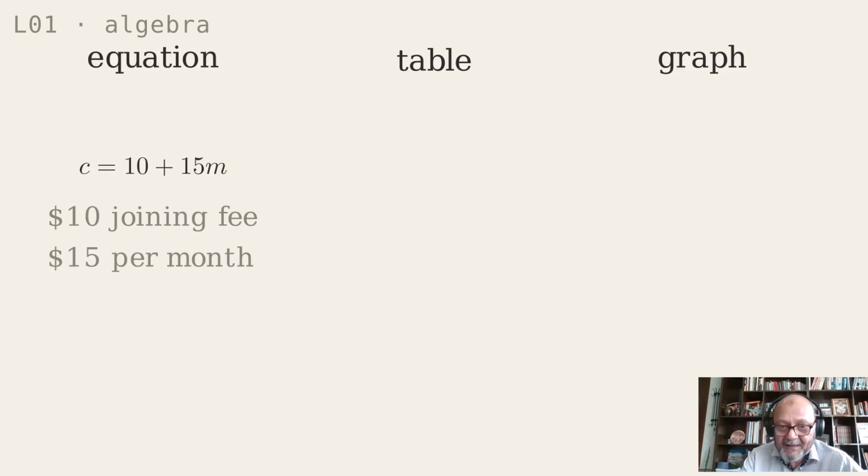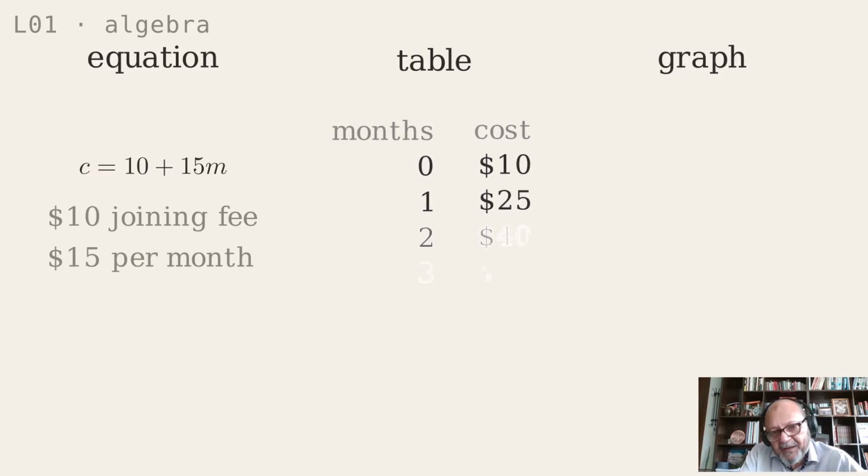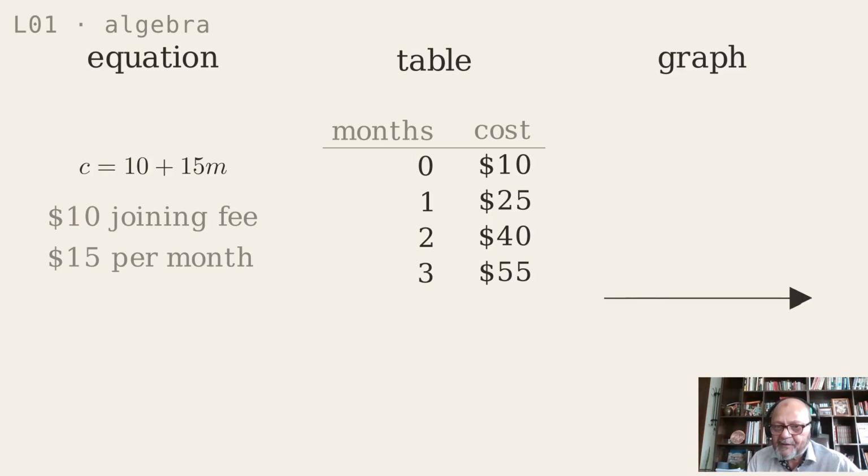Now, let us represent the same relationship in a table. Okay, so the month when you're joining, that's month 0. So you're first paying $10, and you're paying $15 for the monthly membership. So in month 1, you're paying $25. In month 2, you're paying $40. So 25 plus 15. And in the third month, you've paid $55, right? Notice that the total cost increases by 15 whenever the number of months increases by 1, okay?